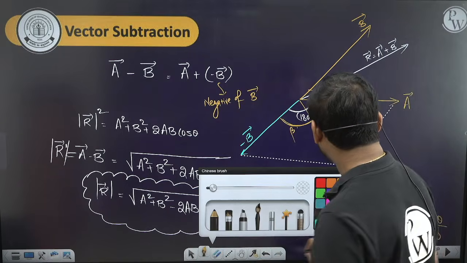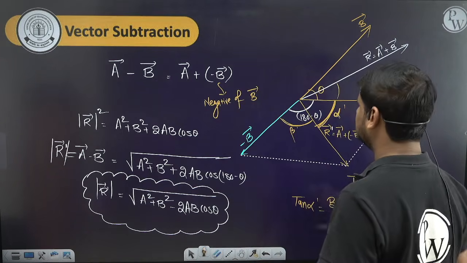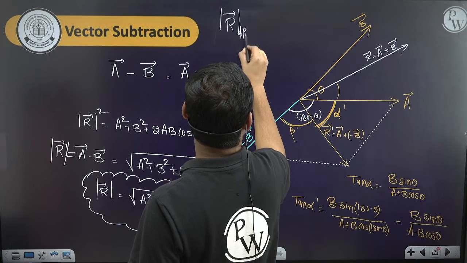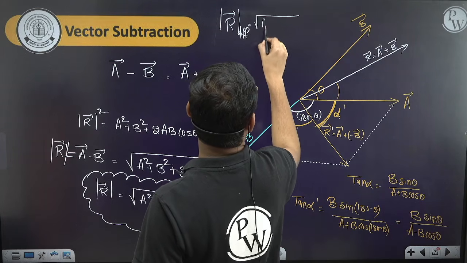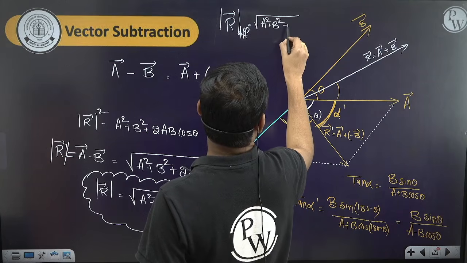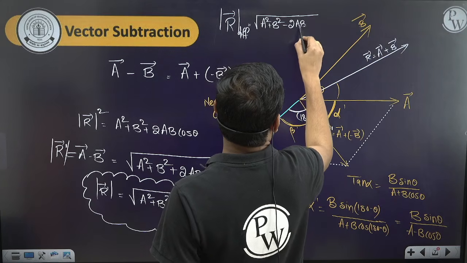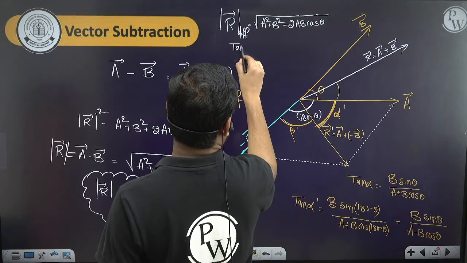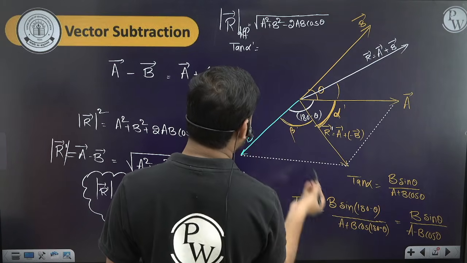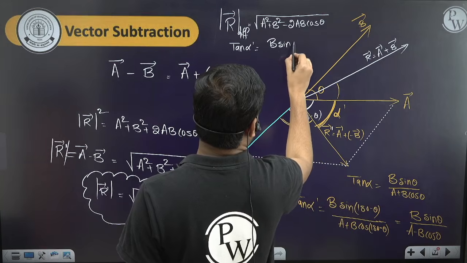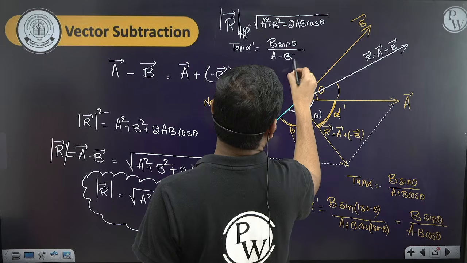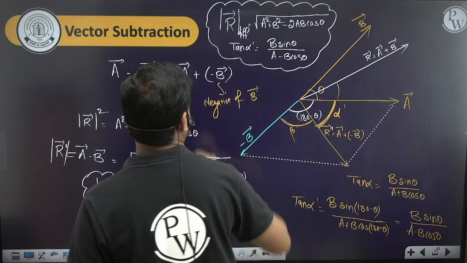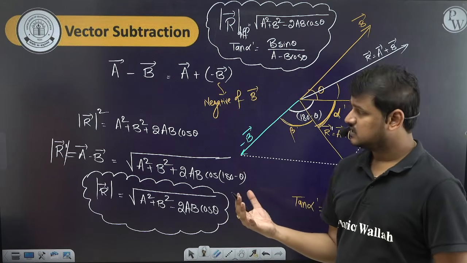So now for the vector subtraction you have to remember, the magnitude of r, the difference of the two vectors, which is equals to square root of a square plus b square minus 2ab cos theta. And then if the direction is required, tan alpha is going to be b sin theta by a minus b cos theta. So these two you should remember. Simply in place of theta you substitute the 180 minus theta, that's it. Understood guys? Clear? Sure.